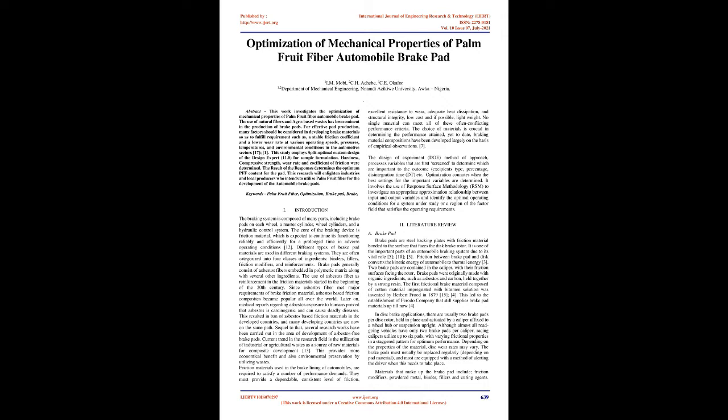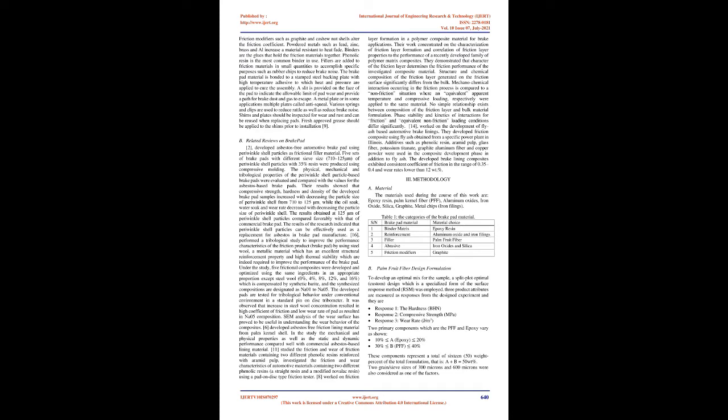In the design of experiment, DOE, method of approach, process variables are first screened to determine which are important to the outcome: excipient type, percentage, disintegration time, DT, etc. Optimization connotes when the best settings for the important variables are determined. It involves the use of response surface methodology, RSM, to investigate an appropriate approximation relationship between input and output variables and identify the optimal operating conditions for a system under study, or a region of the factor field that satisfies the operating requirements.